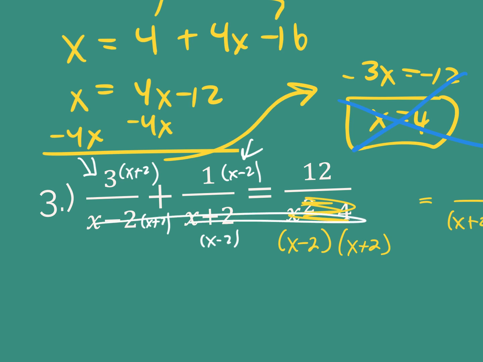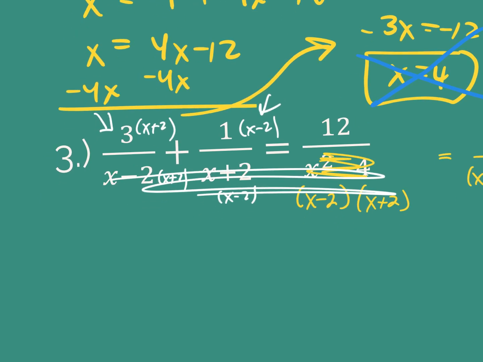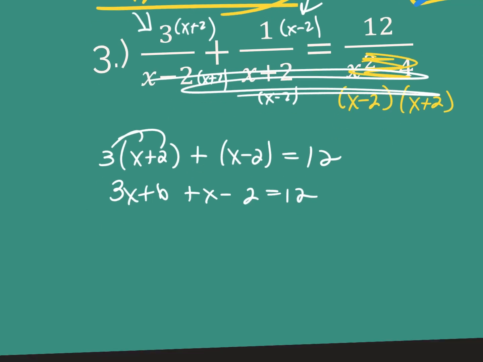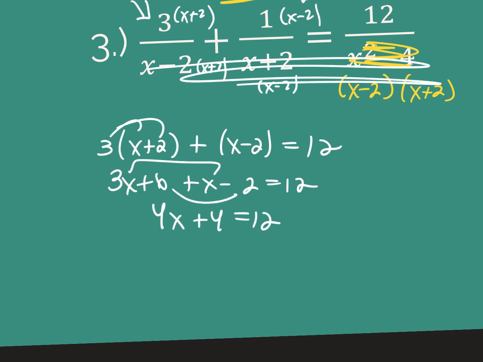So my denominator now I can get rid of, and then I can clean up the top. So I have 3 times x plus 2 plus 1 times x minus 2 equals 12. Everybody okay? Guys? Okay, distribute. 3x plus 6 plus x minus 2 equals 12. What's 3x and x? 4x. What's 6 plus, minus 2? So plus 4 equals 12.